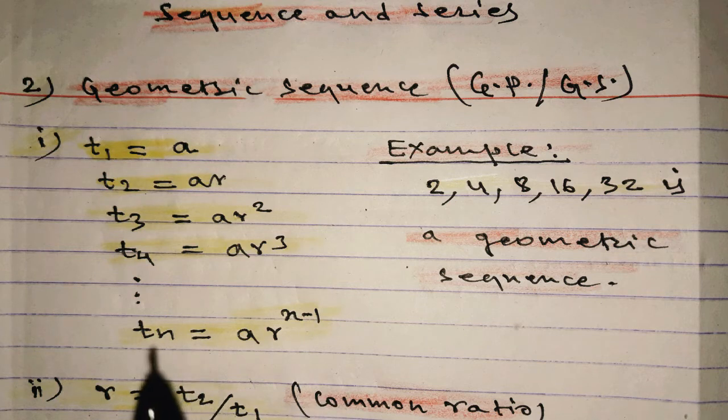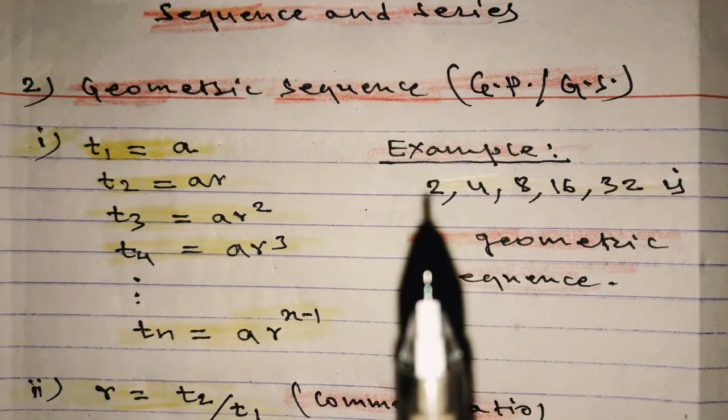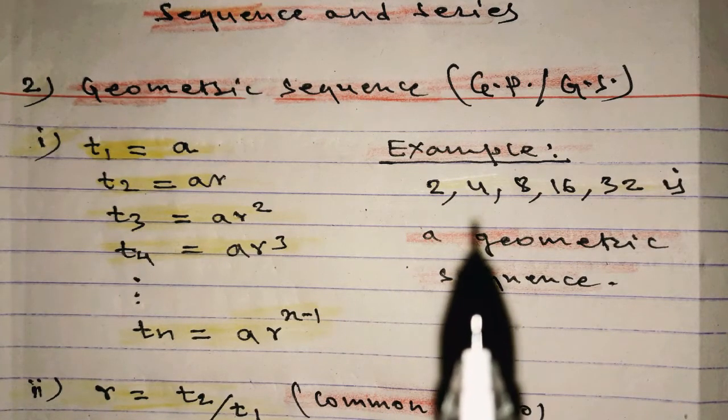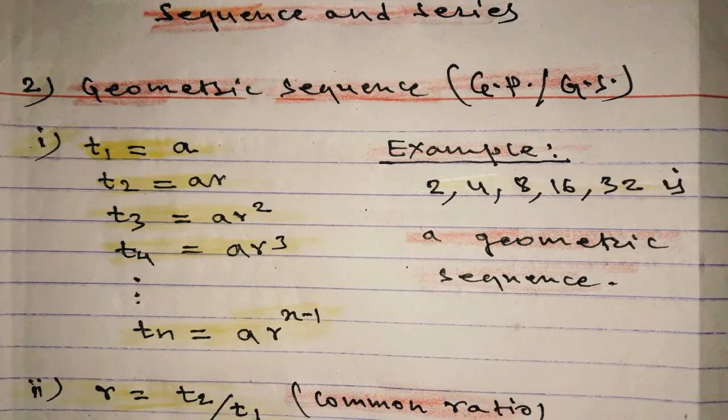So the general term, that means the last term, we can find by using the formula Tn is equal to AR to the power n minus 1. That means the nth term. Formula number 2, R is equal to T2 by T1. Second term divided by first term, we get the common ratio. 4 divided by 2 is 2, 8 divided by 4 is 2. That means if any succeeding term is divided by the preceding term, then we get the common ratio.